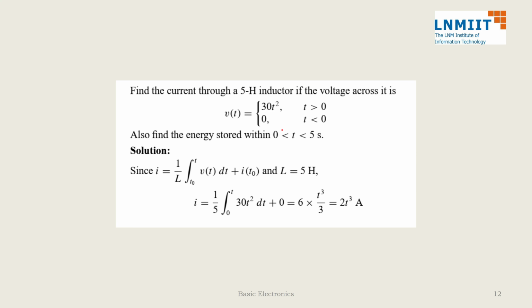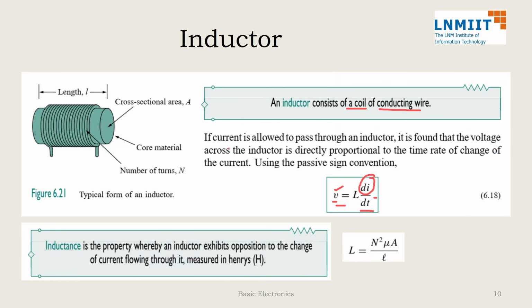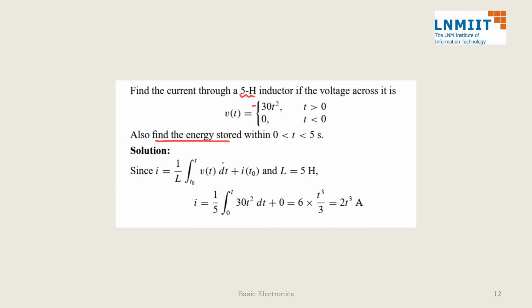Now this is another example. For an inductor, the inductor value is given, voltage is given, and we are asked how much energy is stored. The energy storage formula is half L i square. So we just apply it. First I need to find I, and I is 1 by L integration V dt plus I0.